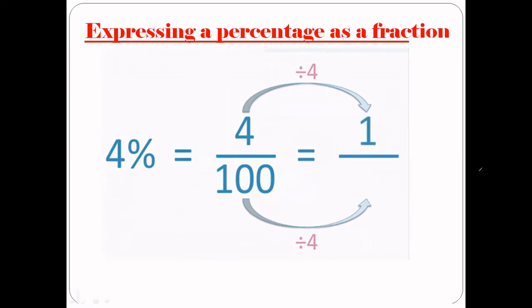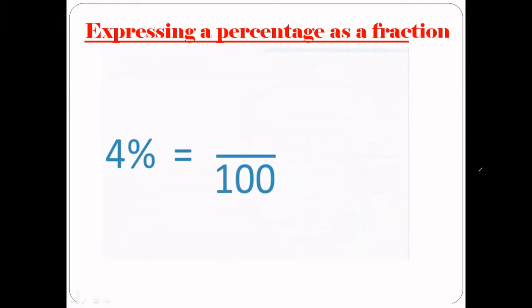Four percent. You know, if the percentage sign is there, the denominator is always 100. Can you remember at the beginning of the lesson, I recalled to you, 1 over 100 is equal to 1%. Another way to write 1 over 100 is this. 1 over 100 equals 1%. This is the basic thing.